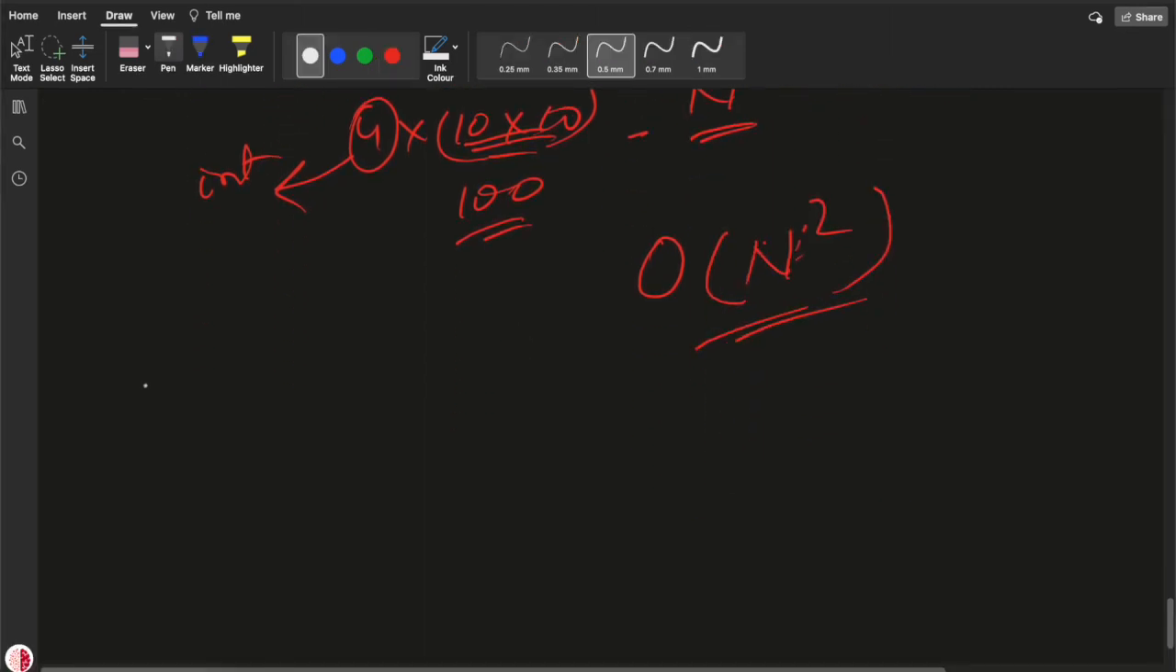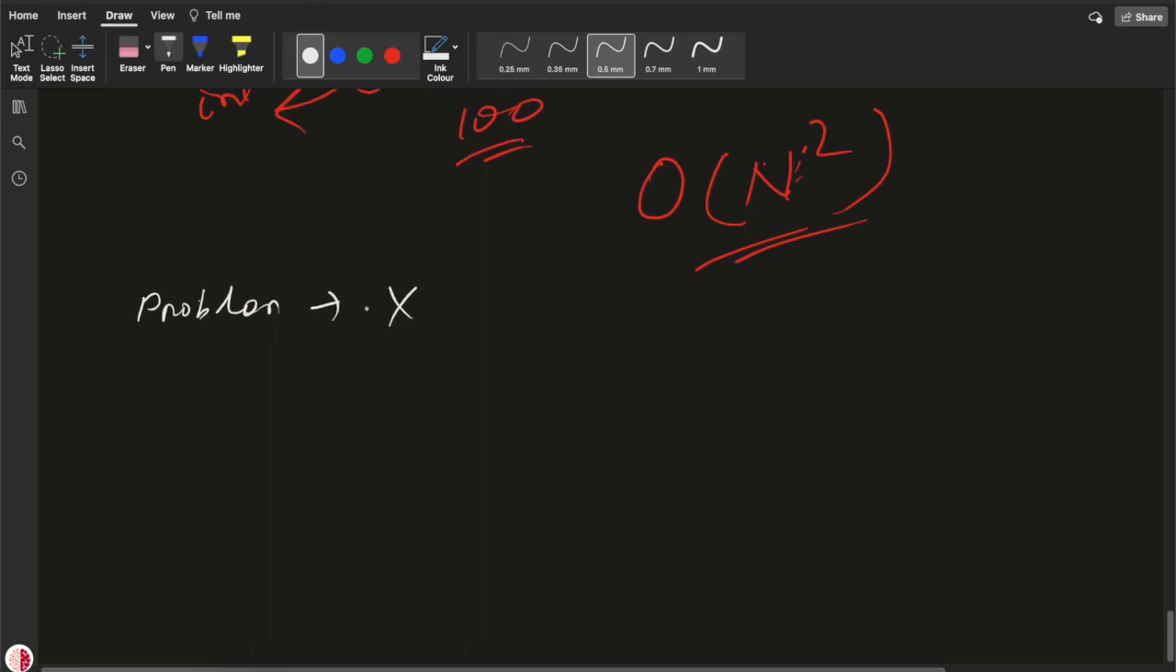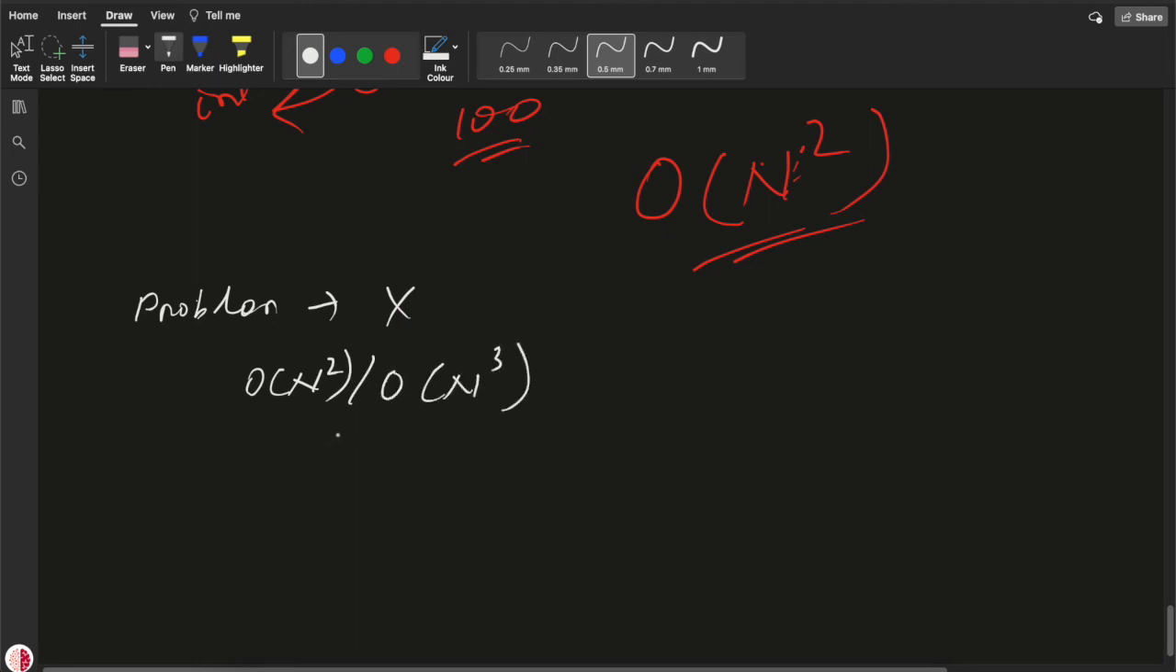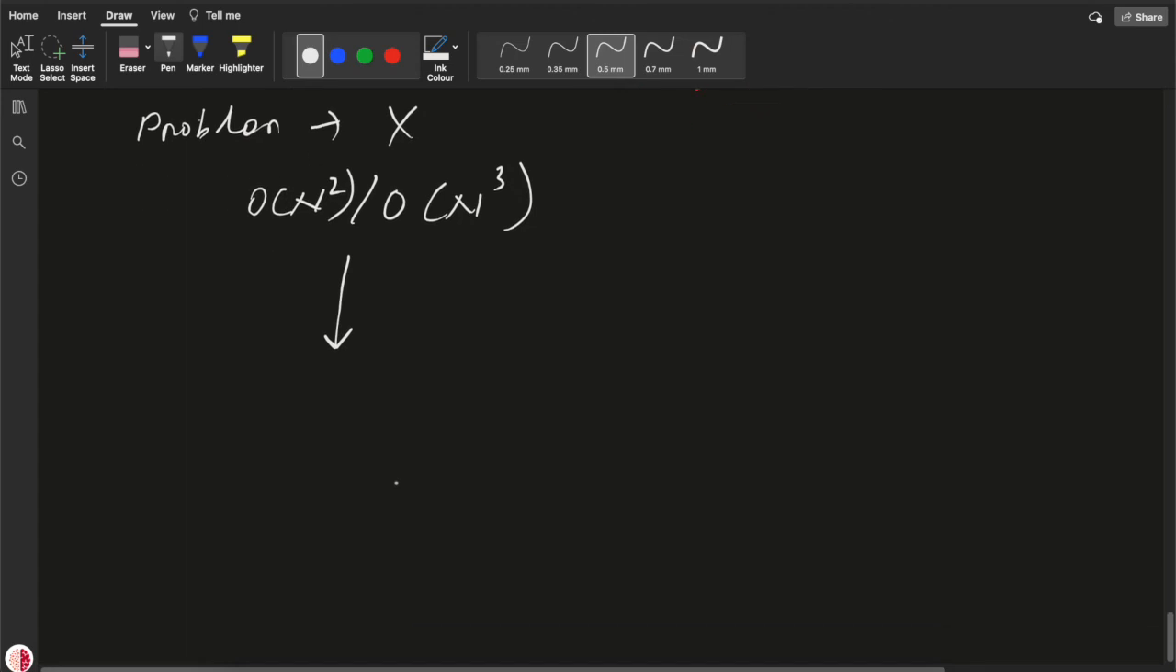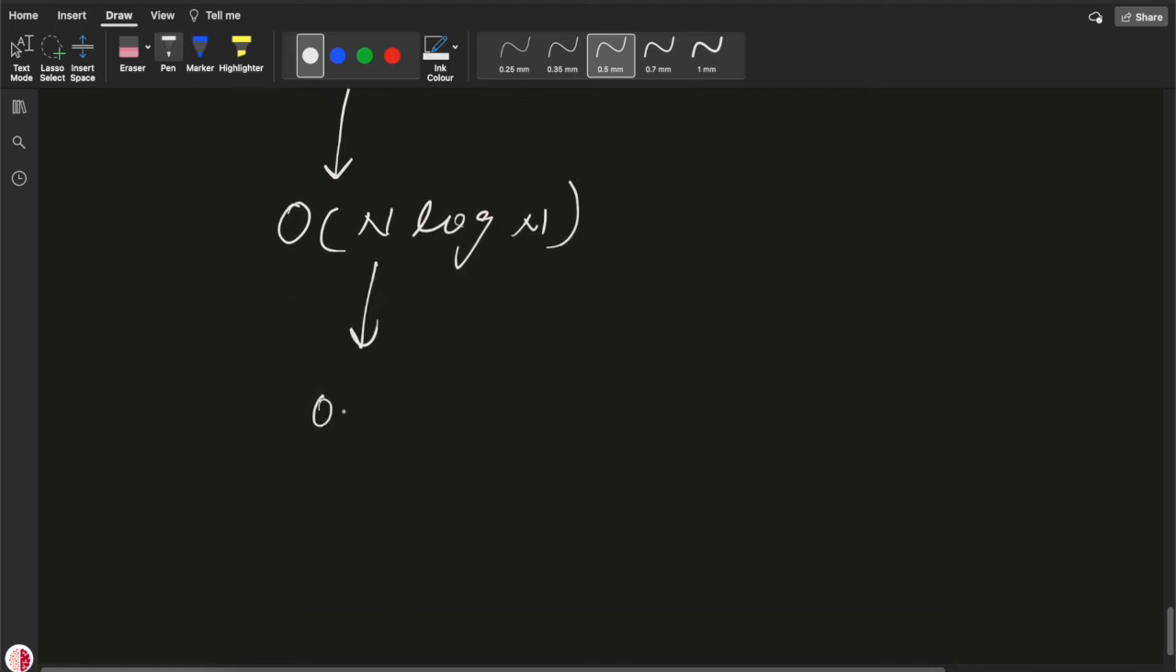Let's say I have one problem statement which I am unable to solve. What I can think of is some brute force or basic approach, which may solve it in big O of n square time or maybe big O of n cube time. Then if we go through this, there may be some hints by which we can reduce it to big O of n log n time. Then we can reduce it further, to big O of n time.